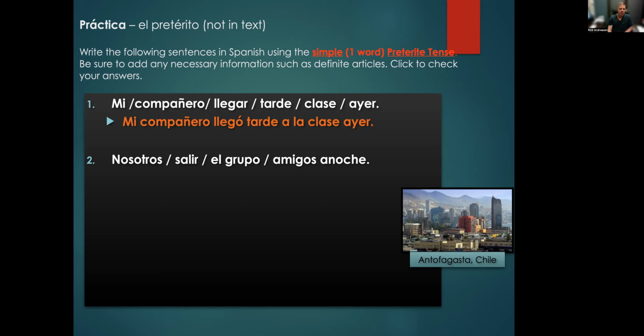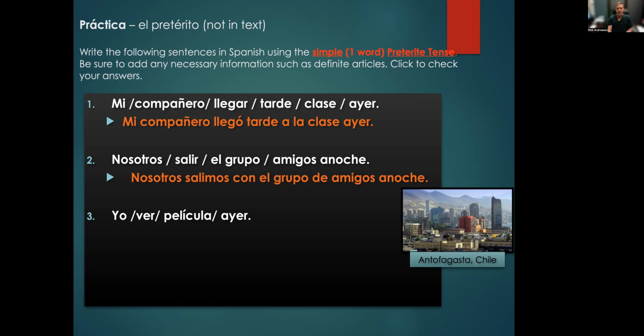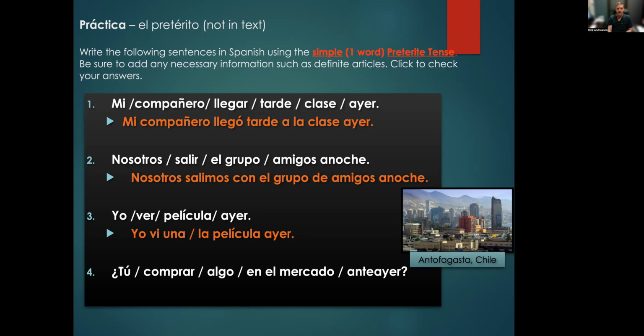Número 2, nosotros salir el grupo amigos anoche. So again, as long as it makes sense, you can add whatever helping words you want in there. There may be other ways to do this, but the subject and the verb need to be correct. Así que nosotros salimos con el grupo de amigos anoche would be one way. Número 3, yo ver película ayer. Yo vi una película ayer, yo vi la película ayer, yo vi esa película ayer, so that doesn't matter, but the ver in the yo form is vi.